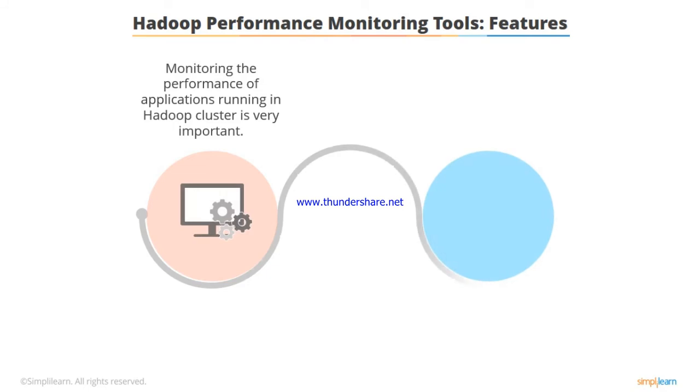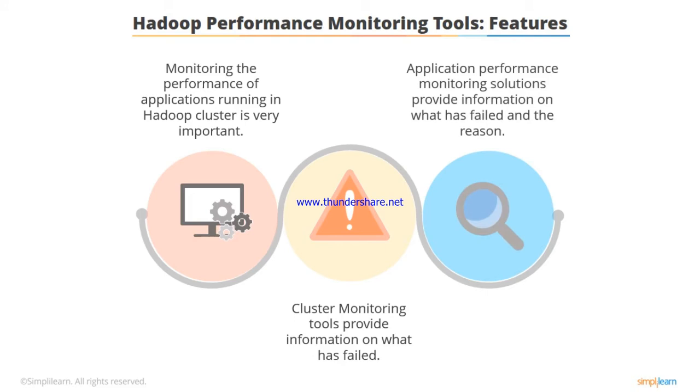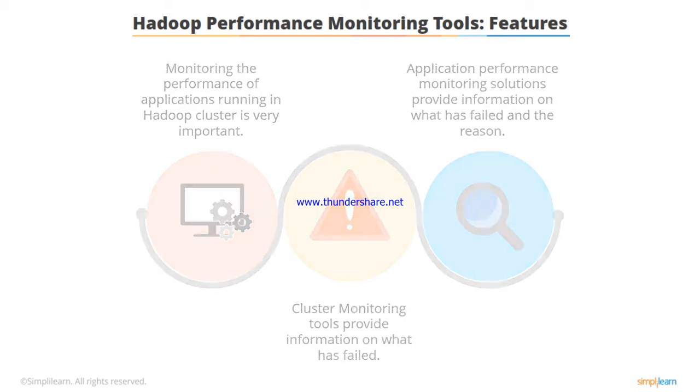Monitoring the performance of applications running in Hadoop cluster is very important, and choosing the right monitoring solution is equally important. Cluster monitoring tools provide information on what has failed. However, they do not provide the reason for the failure. Application performance monitoring solutions provide information on what has failed and the reason for the failure. They can also send appropriate alerts.